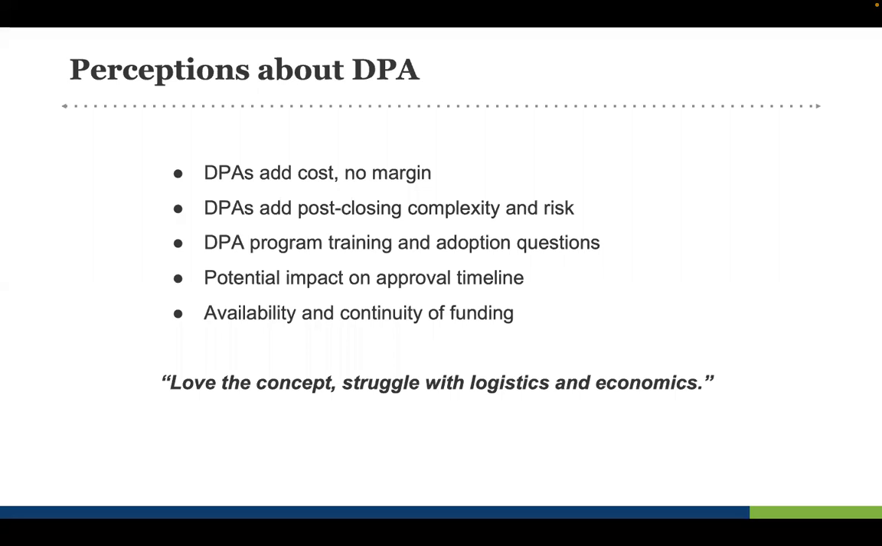Among lenders, that leads to, well, how do we roll this out? How do we make sure we know how to originate it? Who needs to do what in order for us to offer the program and so forth? We'll talk more about that. And then there are some misperceptions that DPAs are going to prolong or delay a transaction. We're going to revisit that in more detail. Then there are concerns about the availability or continuity of funding. I sort of addressed that already.